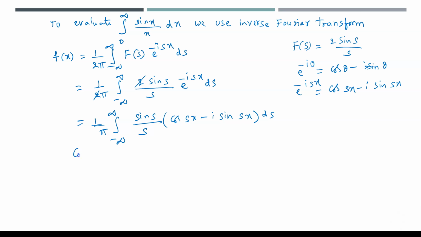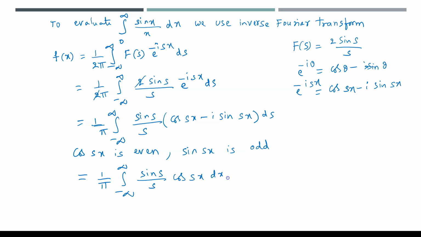Okay, now here cos sx is even and sin sx is odd. So this integral can be written as 1 by pi integral from minus infinity to infinity of sin s upon s cos sx ds minus i by pi integral from minus infinity to infinity, here i is there, we can take i outside, of sin s by s into sin sx ds.